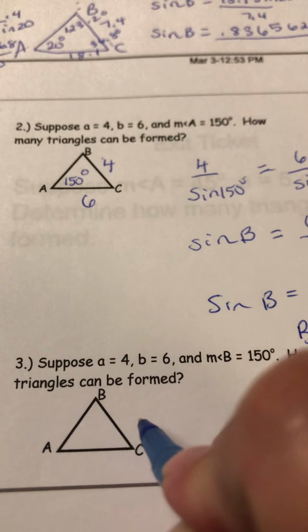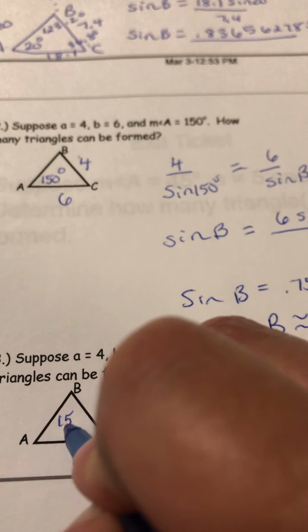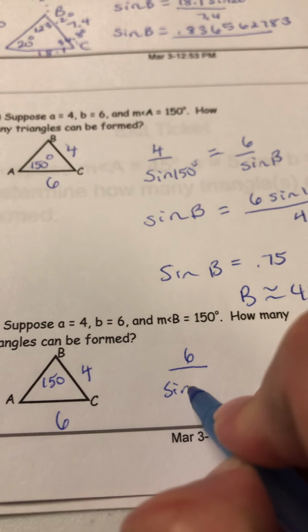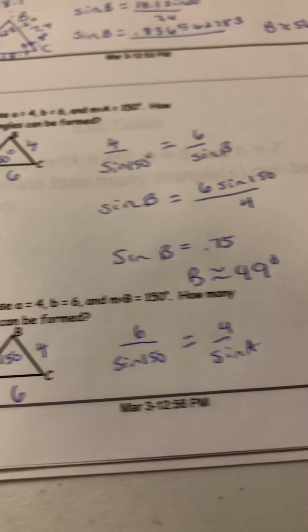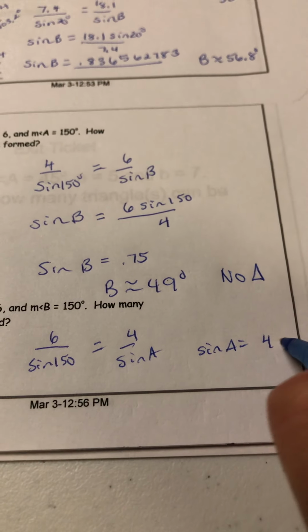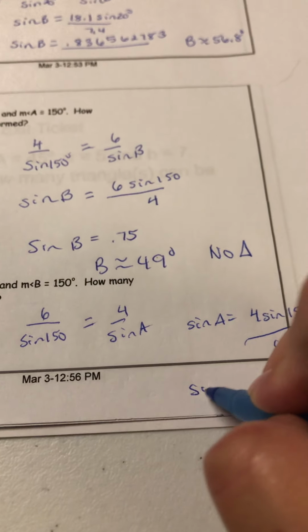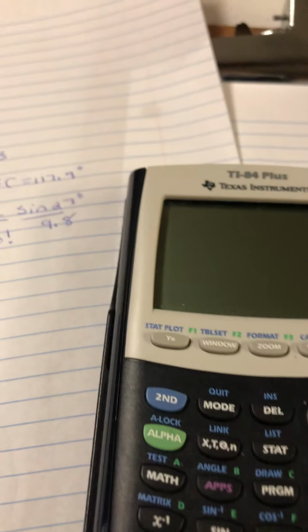I switched it up. What if I make A the 4 and side B the 6, and this time make angle B 150 degrees? So we do the same thing, but now 6 on top of the sine of 150 degrees is equal to 4 over the sine of angle A. We see here that the sine of angle A will equal 4 times the sine of 150 degrees divided by 6. So let's see what decimal we get here. If this decimal is bigger than 1, forget about it. That's another throw it out. No, not possible. I think this one's gonna work, but let's just double check.